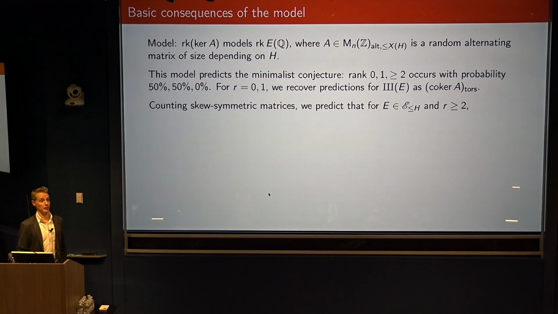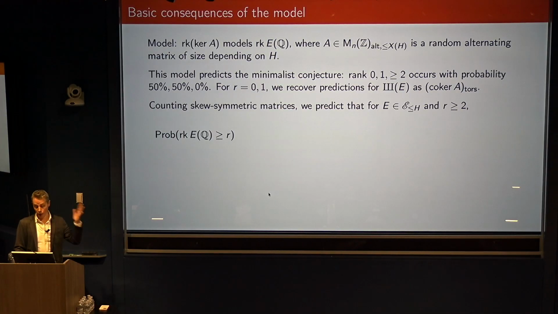OK, and then there's a theorem. So the theorem says, what does this model predict about ranks? So now you need to count the number of alternating matrices with integer entries of a particular size, and what is the probability that their ranks are a given number r. Okay, but that's a thing that you can really do. We generalize the theorem of Katz-Nelson.